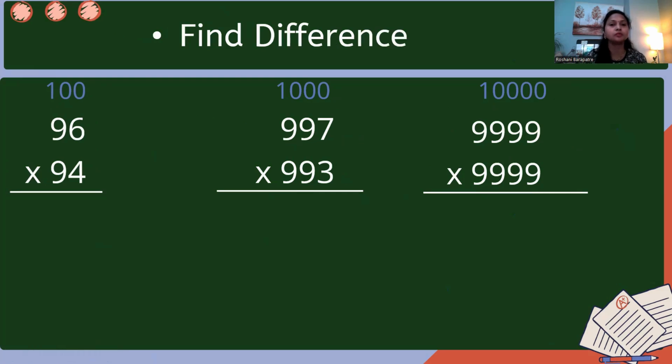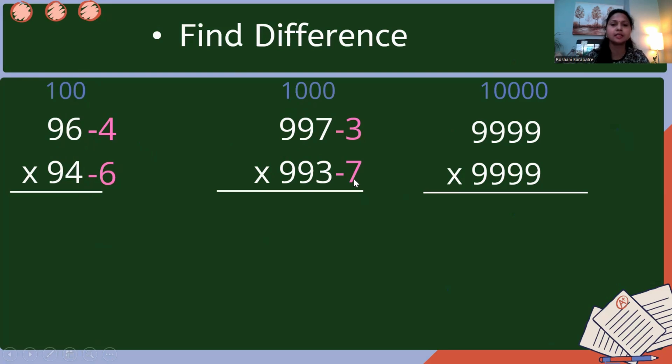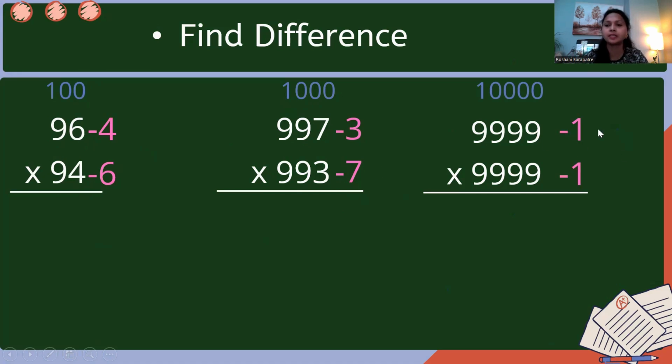Then we need to find the difference. How can we find the difference? See, 100 minus 4 is 96 and 100 minus 6 is 94. These numbers are less than the base, so we will put minus 4 and minus 6. Here, the differences are minus 3 and minus 7 for 997 and 993 against 1000. Here, in the same way, the difference is minus 1, because these numbers are less than the base.